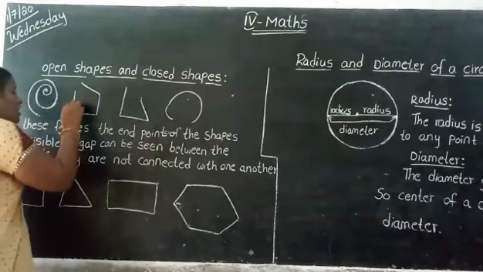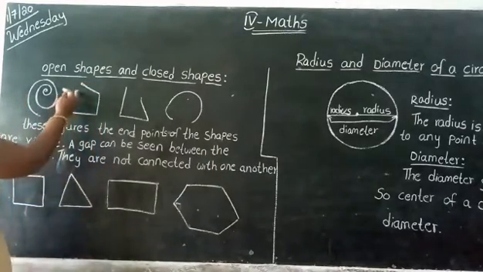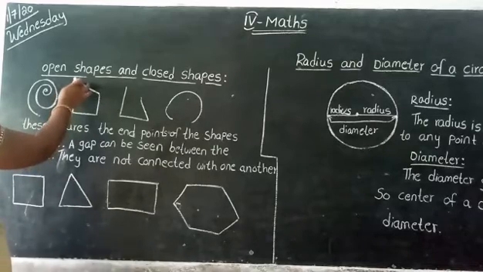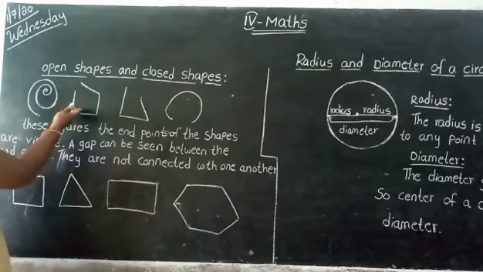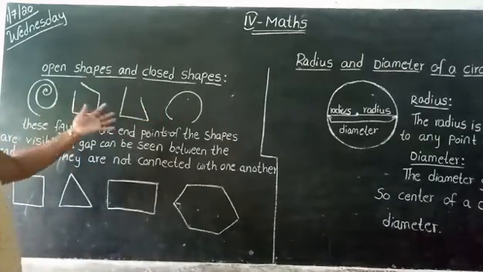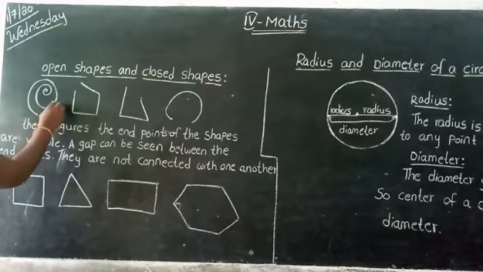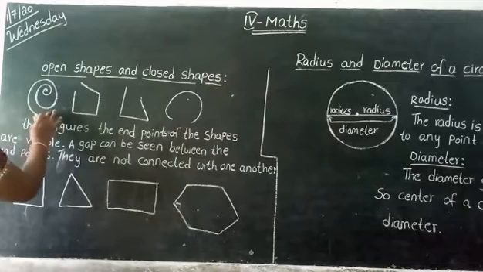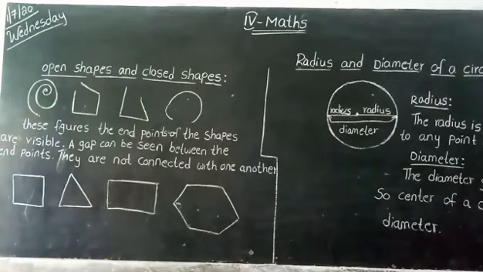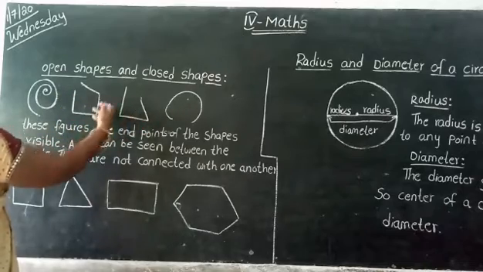And see one more shape. This is an open shape. Here we can see the starting point and the end point. These two end points we can see here. In all these pictures we can see two end points. Here is the gap between the end points. The gap can be seen between the end points. They are not connected with one another. See here, they are not connected in all these pictures.